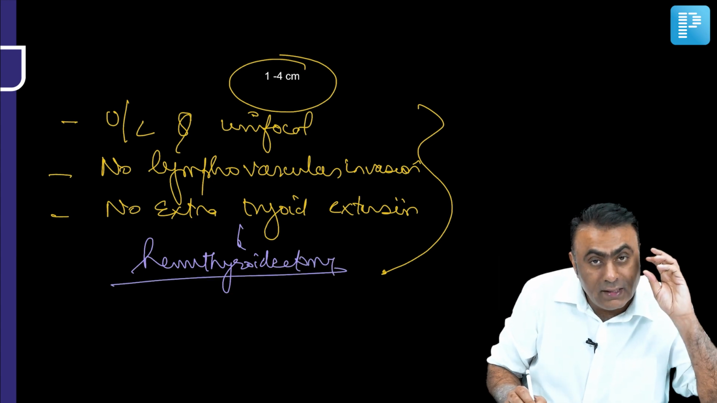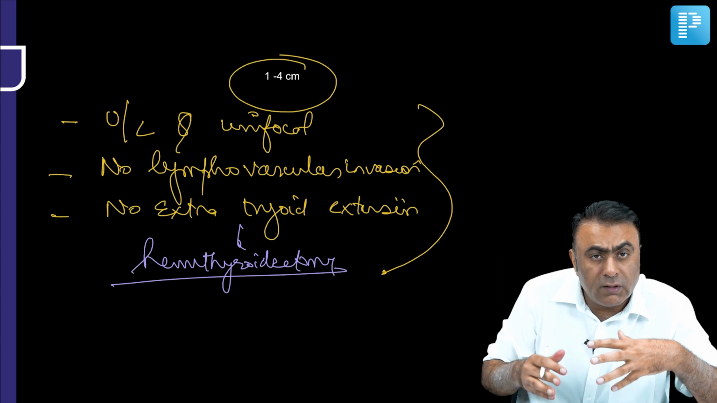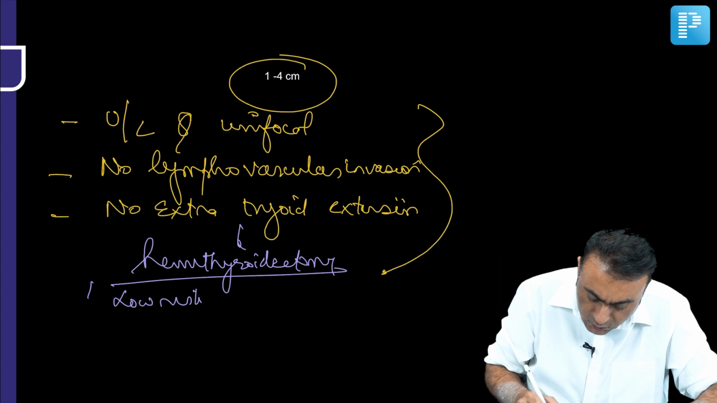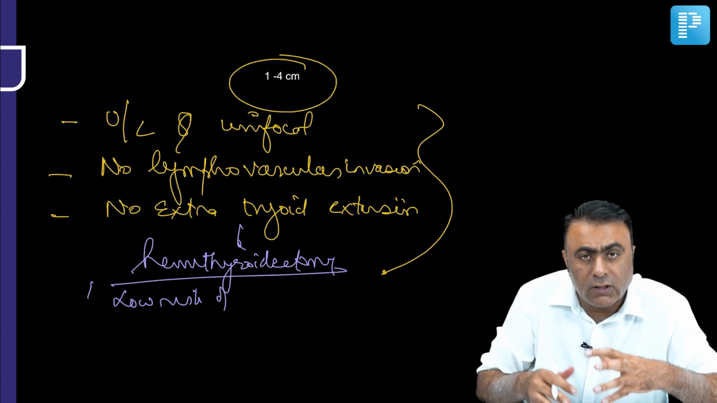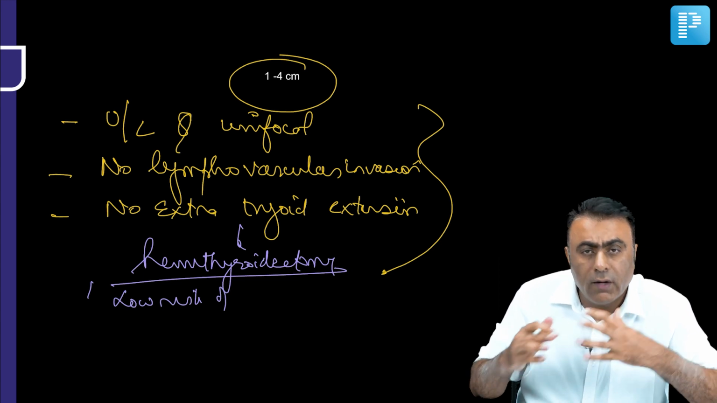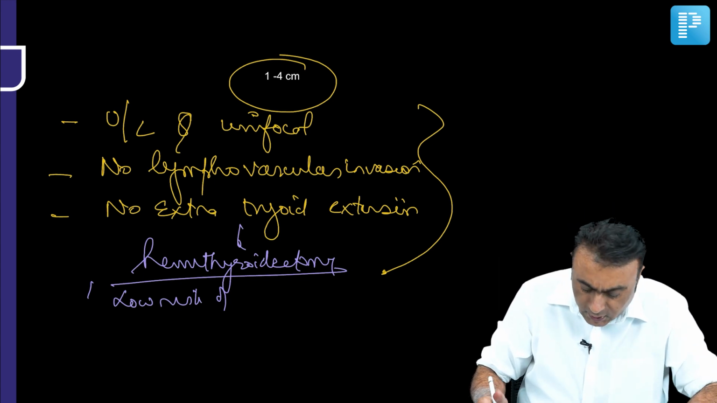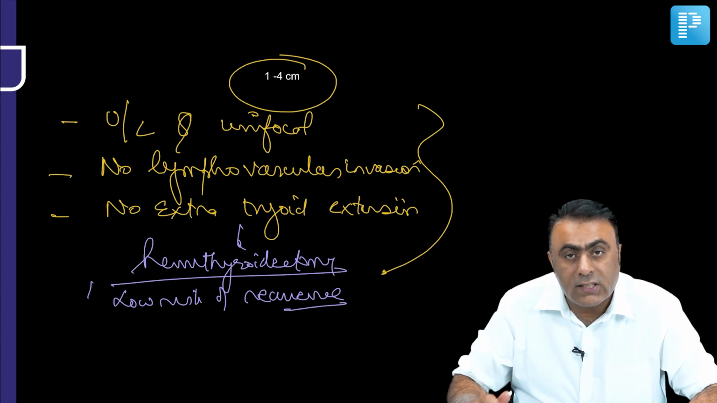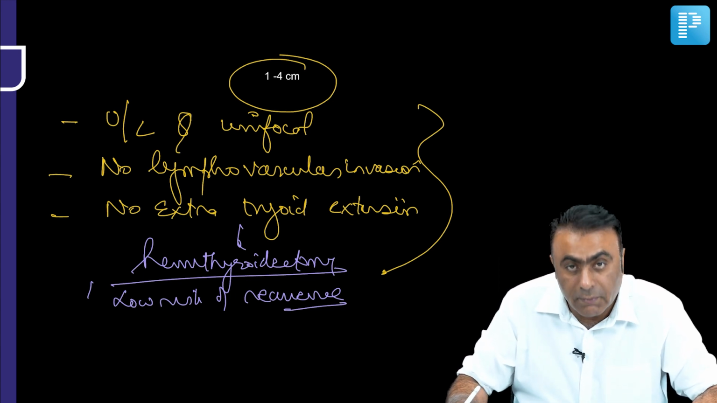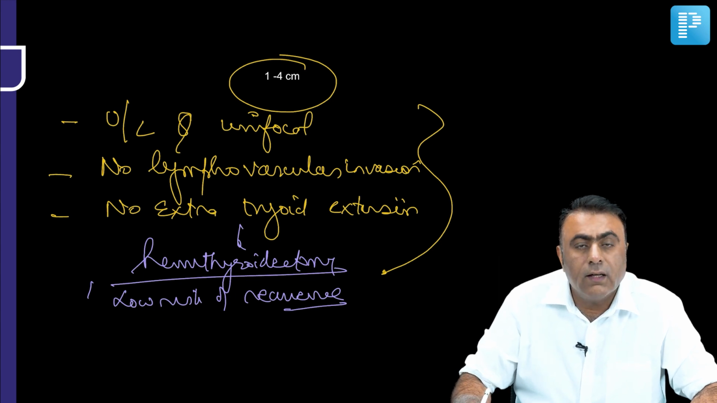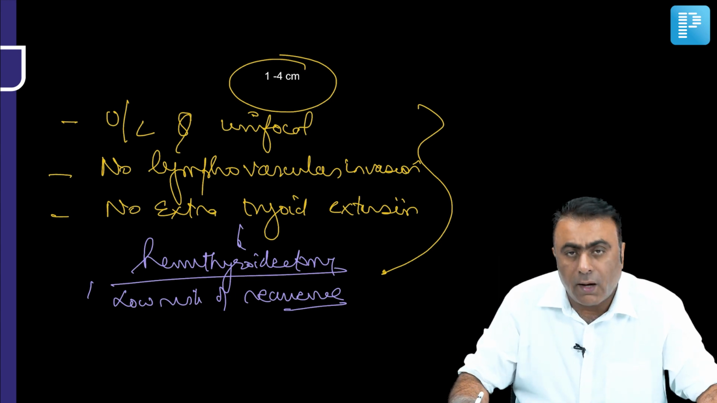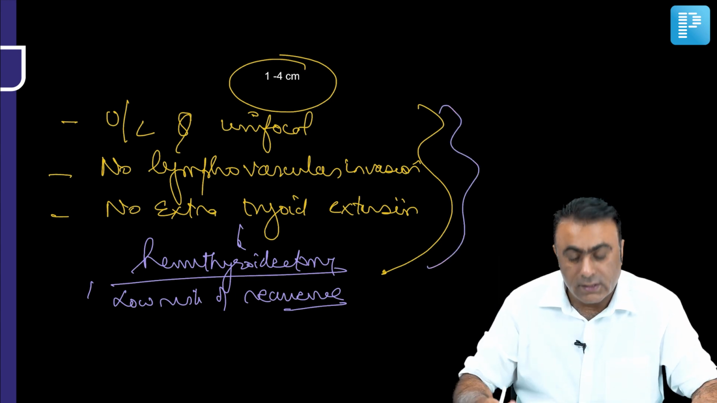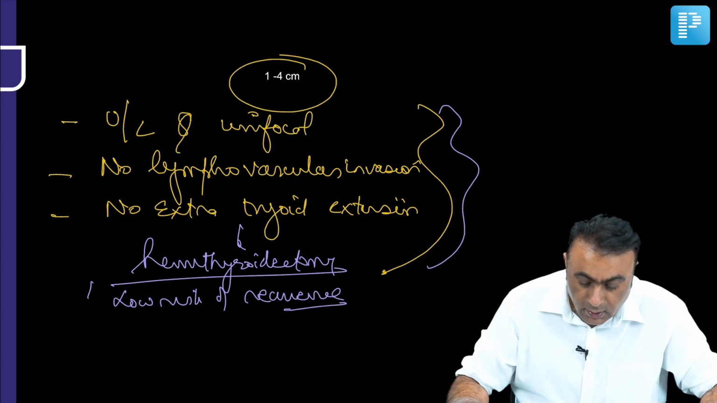Why? Because these features of a tumor 1 to 4 centimeters make it at a low risk of recurrence. So tumors of the size 1 to 4 centimeters with these features, unifocal, unilateral, no lymphovascular invasion, no extrathyroid extension, are at a low risk of recurrence. So they can be managed as per recent guidelines by a hemithyroidectomy. Fine. So hemithyroidectomy can be an option, or I'd say an acceptable option, in these patients of tumor size 1 to 4 centimeters if they have all these low risk features. Low risk of recurrence is there.